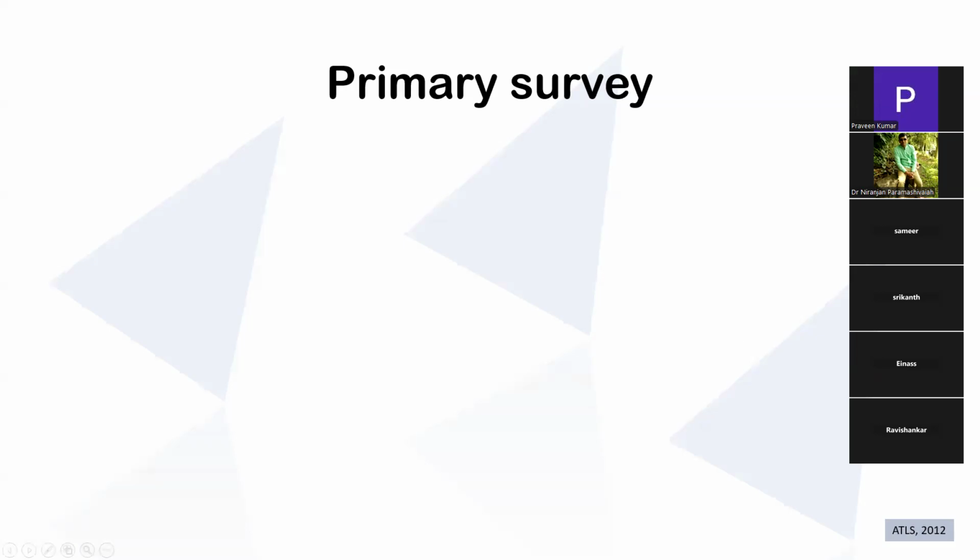What's the simplest thing that you do to make sure that the patient is not very badly injured? Don't worry about the spine and all that. Just look at the patient straight away. What is it that tells you that the patient is seriously injured?